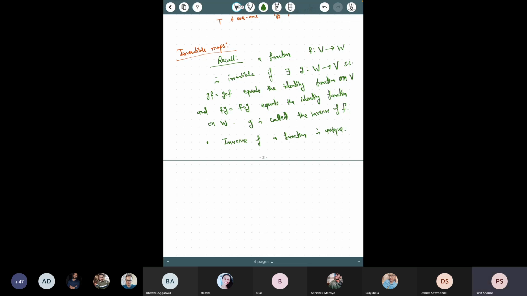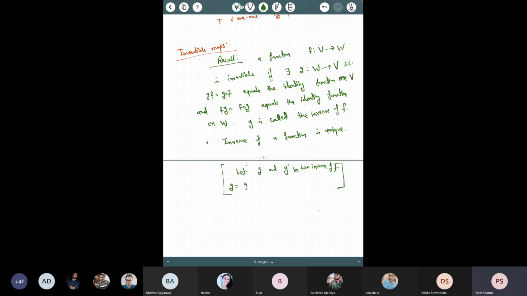So how to show this? Can you tell me an argument for why the inverse of a function is unique? Let's say f is the function, and assume that g and g dash are two inverses of f. Then we have to show that g is equal to g dash. This is not difficult; you just use the definition of the invertible function.